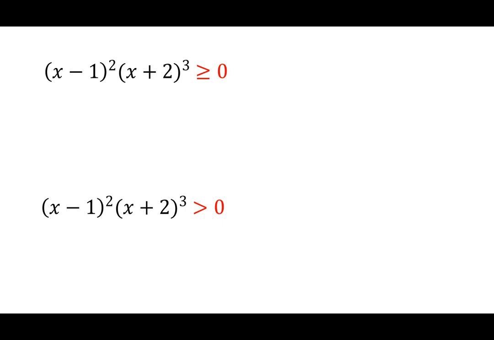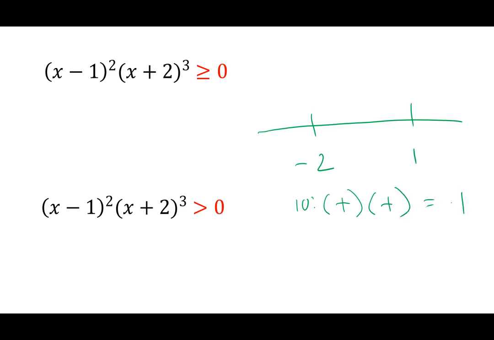Finally, in terms of the inequalities, consider these two. These have already been factored for you, and I just want to talk about them in terms of how you would interpret them. So the critical values would be -2 and +1. If you were going to test your intervals, let's say that you were choosing something greater than 1, like 10. If you were choosing 10, you would get a positive times a positive, which would yield a positive.